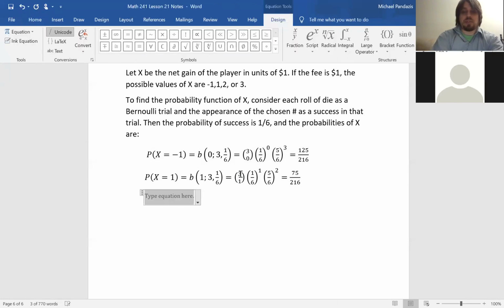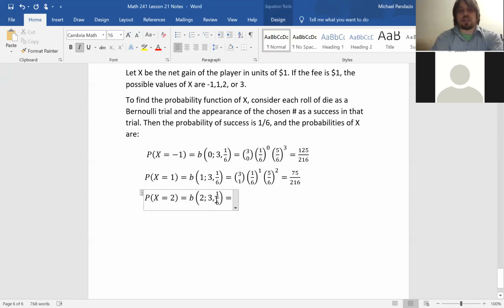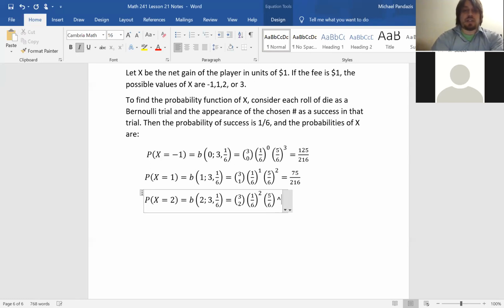Next, the probability of X equaling two. That's two successes out of three Bernoulli trials where the probability of success is 1/6, because X equals two means that two of the three dice rolls were the number you chose. So you want to choose two out of the three to be successes, three choose two, times 1/6 squared for the two successes, and then 5/6, the probability of failure, raised to the first power. Then you calculate that and you get 15 divided by 216.